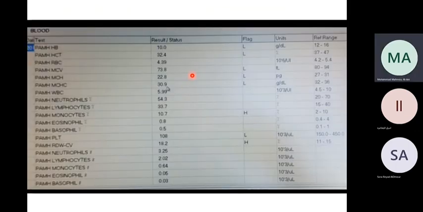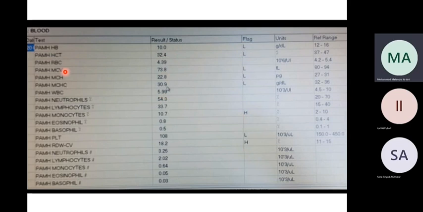This is a slide from a real patient, one of my patients. You can see that there is anemia, hemoglobin 10 gram per deciliter, and here you can see the flag. This is the complete blood picture in the lab. The lab gives you L for low or H for high. Normal has no mention. So if you are not sure, you can look for the flag. It is anemia because the hemoglobin here is low.